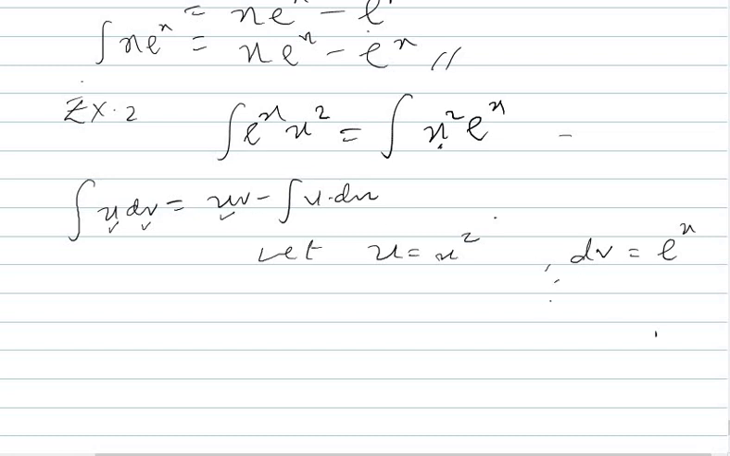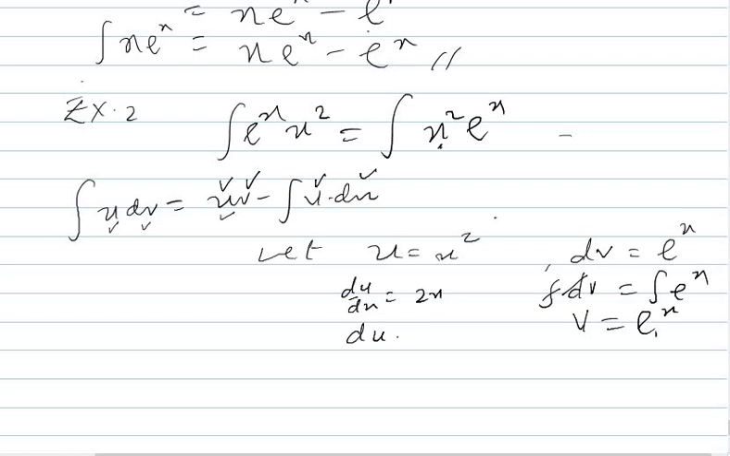If you integrate this, we take the integral of both sides. The differential goes with the integral, so v is equal to the integral of e to the x, which is also e to the x. Since we have v, but we don't have du, we can differentiate this. du with respect to x is equal to 2x, and we can make du the subject, so du is equal to 2x dx.